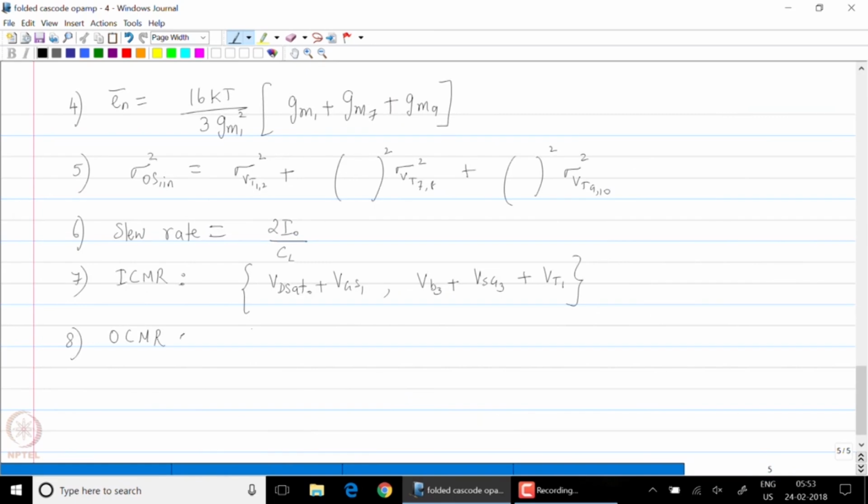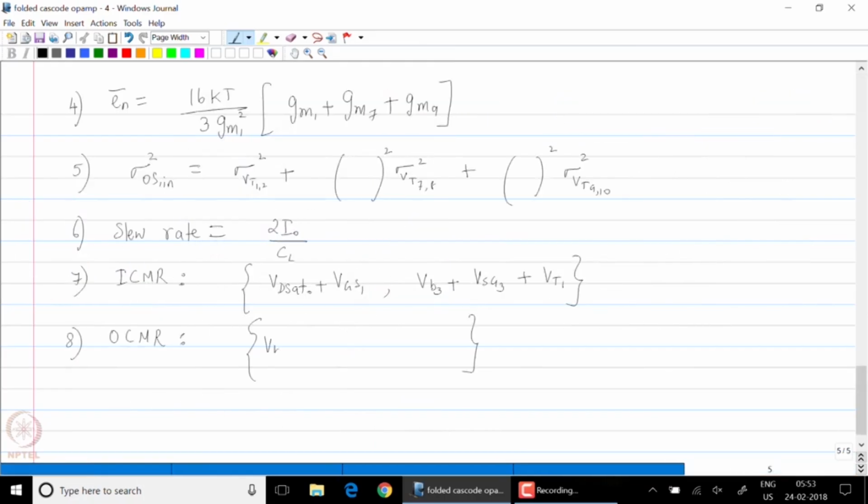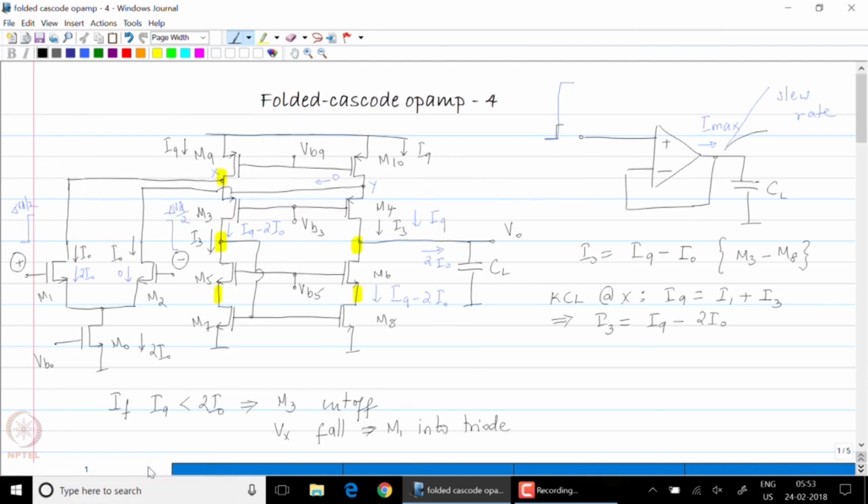The output common mode range, of course, depends on the values of VB5 and VB3. The minimum value occurs when M6 hits the edge of the triode region, and that can happen when the voltage goes one VT6 below VB5. And if the output common mode increases, that will cause M4 to go closer to the triode region, and that can happen at a voltage VB3 plus VT4.